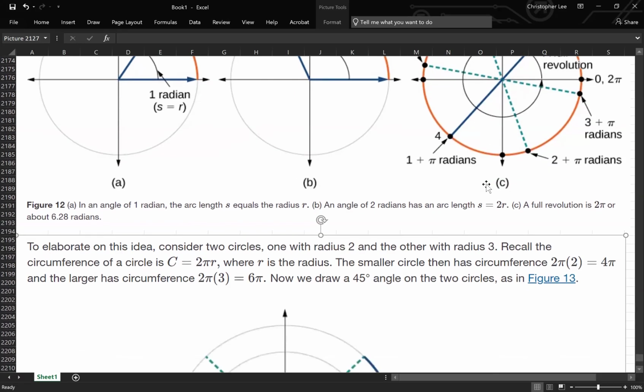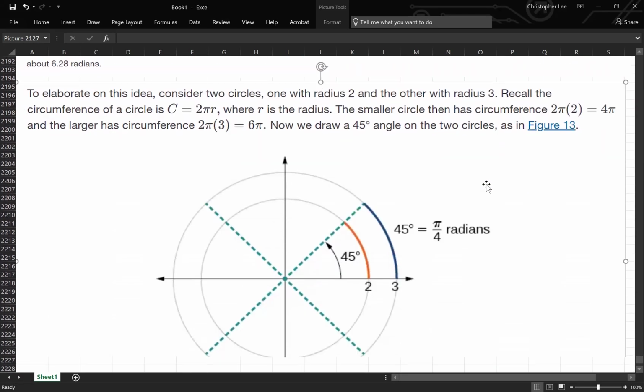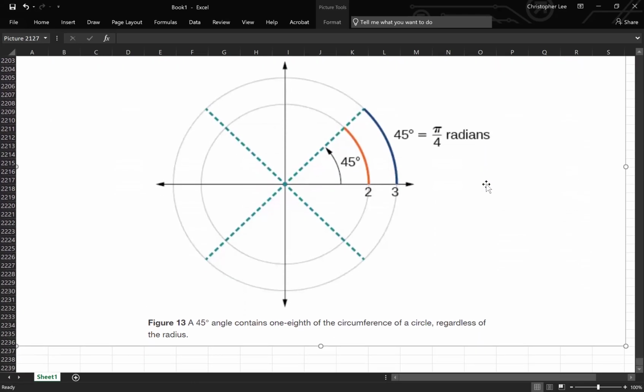Now we discuss a 45-degree angle of 2 circles. There you go. All right. So a 45-degree angle contains 1/8 of the circumference of a circle, regardless of the radius. All right. So what they're trying to show you here is that these angles, right? The angle itself is the same, right? Regardless of how far out the radius is. You know?